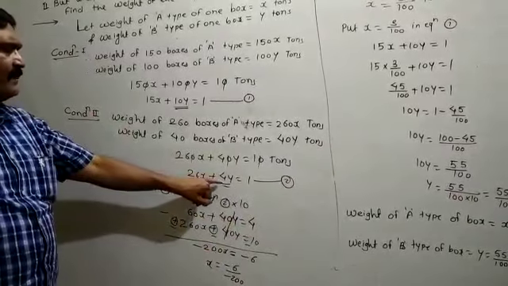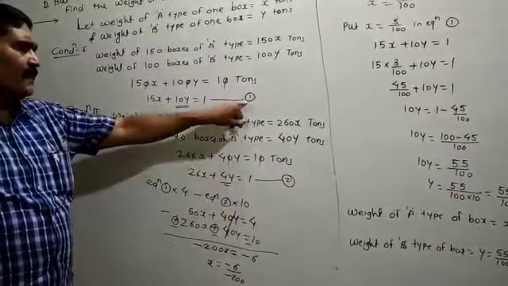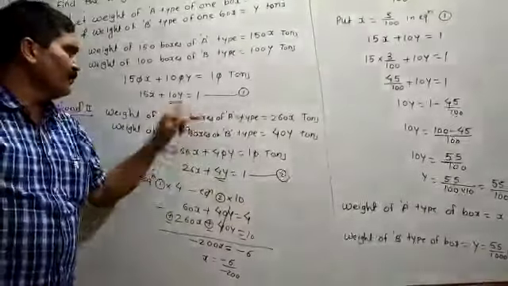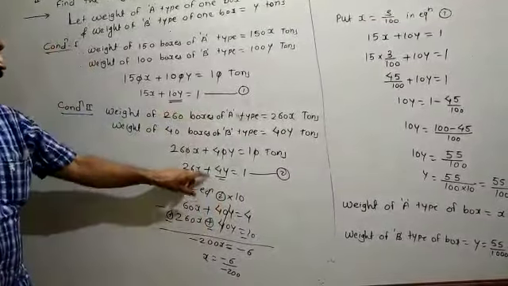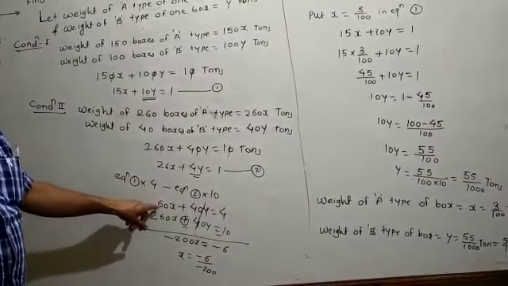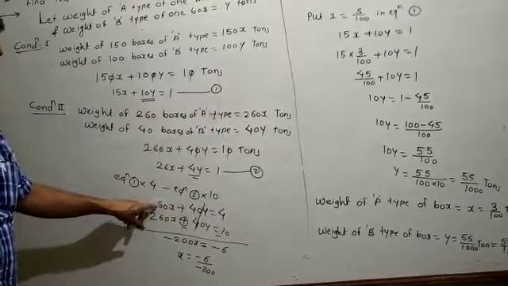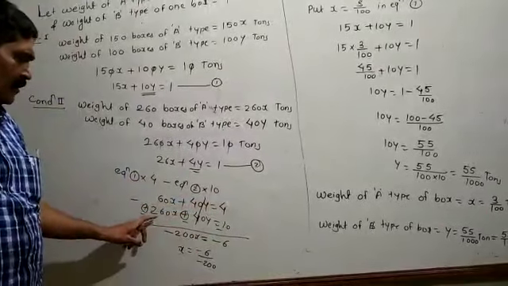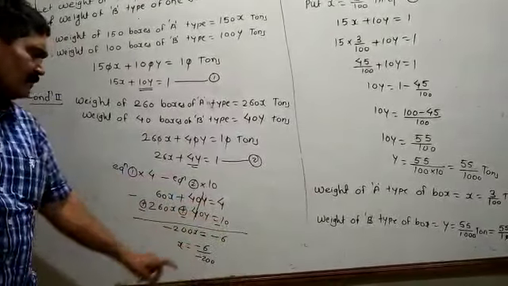If you want to equate the coefficient of y, at that time, equation 1 is multiplied by 4 and equation 2 multiplied by 10, you have to write. And in the same sign you have to do the subtraction. After multiplying, our equation will come: 60x plus 40y is equal to 4. So 60x plus 40y is equal to 10.